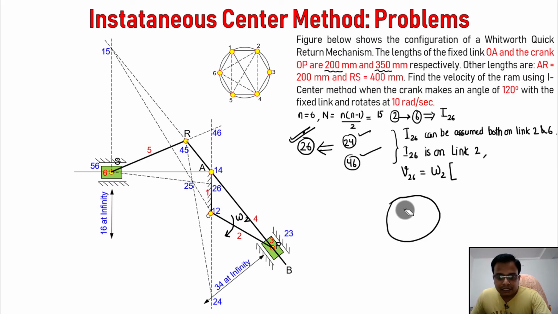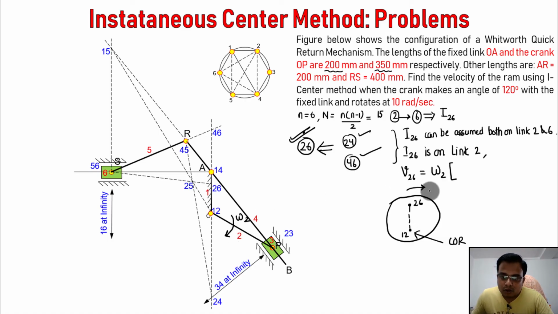Let me do this properly. This 1, 2 over here. That's 1, 2. And above 1, 2 we have this 2, 6. This is the radial distance. This is the center of rotation, and the rotation is in the clockwise sense.